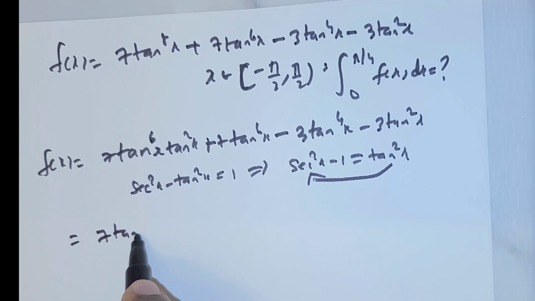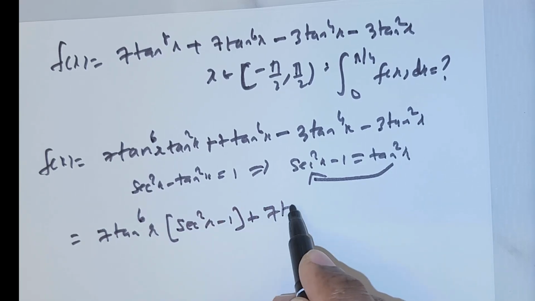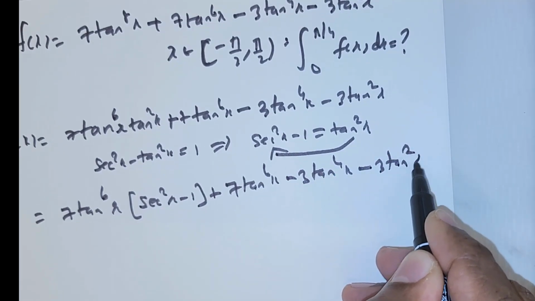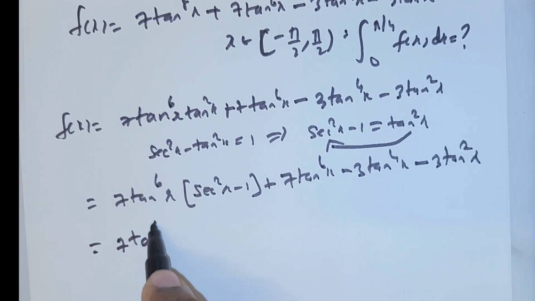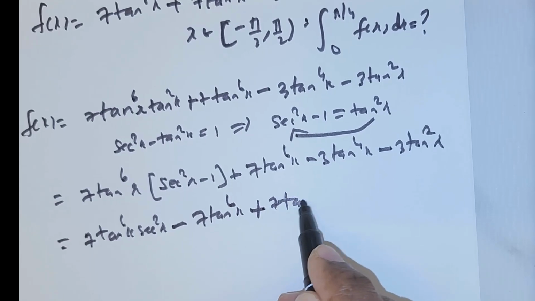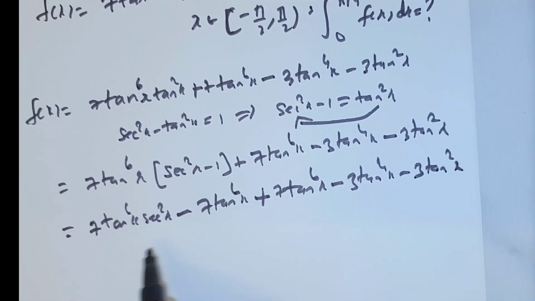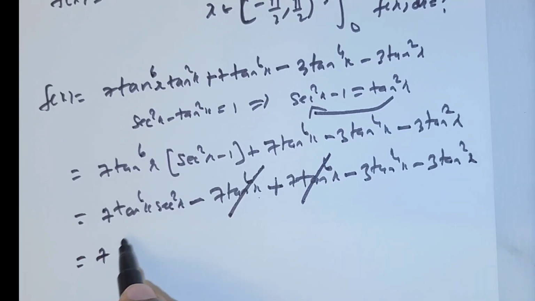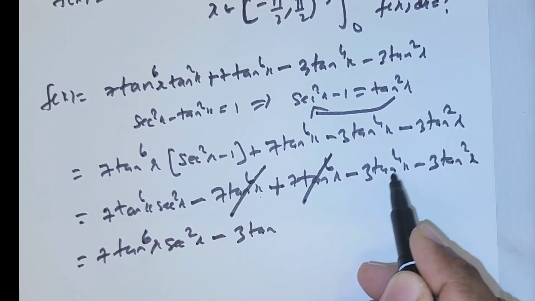So, this is going to be 7 times tan to the power of 6x times (secant squared x minus 1), plus 7 times tan to the power of 6x, minus 3 times tan to the power of 4x, minus 3 times tan to the power of 2x. You distribute the tan, and you get 7 times tan to the power of 6x times secant squared x, minus 7 times tan to the power of 6x, plus 7 times tan to the power of 6x, minus 3 times tan to the power of 4x, minus 3 times tan to the power of 2x. Minus 7 tan to the power of 6x and plus 7 tan to the power of 6x get cancelled, giving me 7 times tan to the power of 6x times secant squared x, minus 3 times tan to the power of 4x.